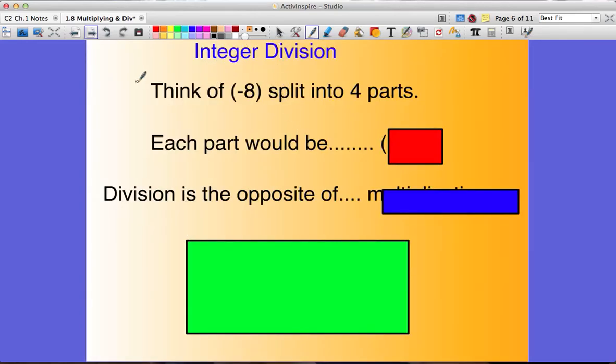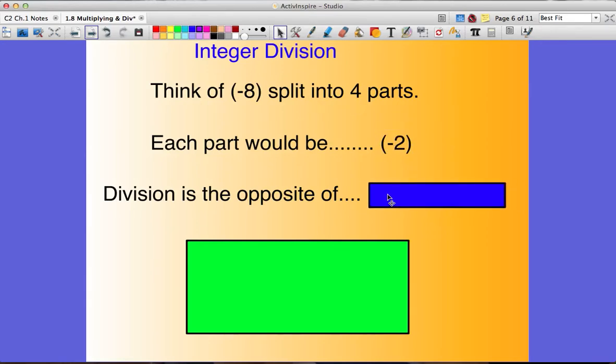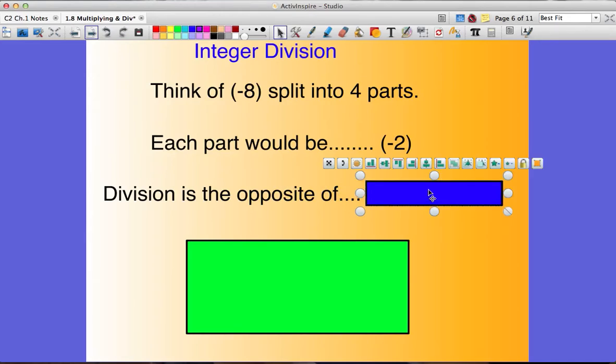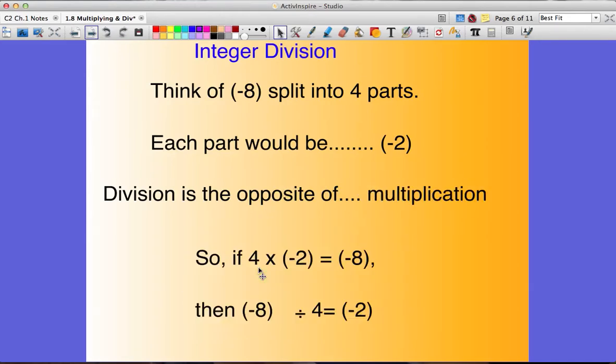When working with integer division, think of negative 8 split into 4 parts. If I take negative 8 and split it into 4 parts, each part would have to be worth negative 2. Since division is the opposite of multiplication, it's going to give us the same results as multiplication does. So if I have 4 times a negative 2, then I know that because it's a positive and a negative, my answer has to be negative. So with the multiplication, I have positive and negative, and my answer is negative. It's the same thing as with division.